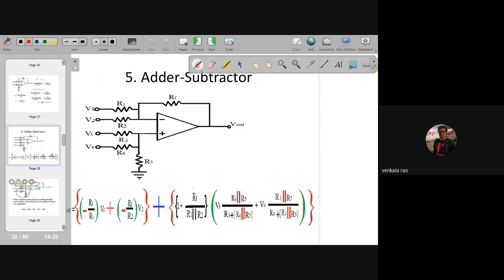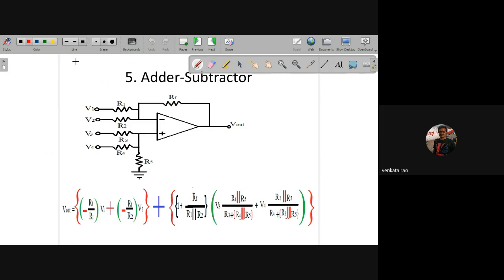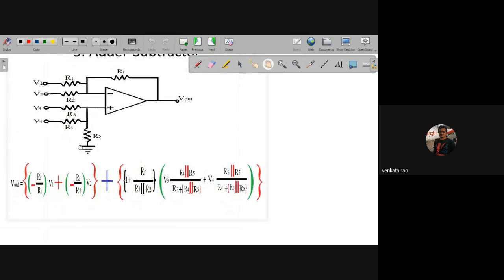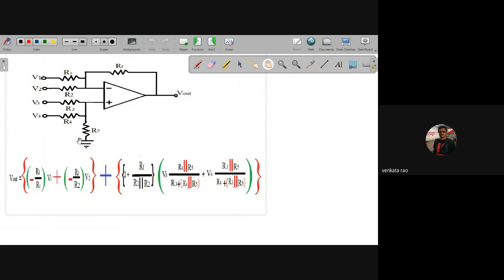Now I'm taking the adder-subtractor. This is the adder-subtractor circuit. See, once they give this problem in your exam, first you have to check one thing: the resistors which are connected at the inverting terminal, this one, this one, this one. So these three resistors are connected to the inverting terminal. Similarly, for the non-inverting terminal, these resistors are connected.